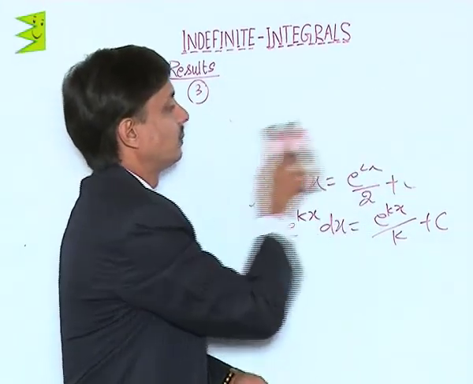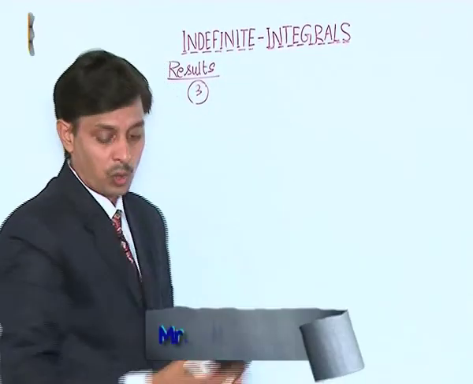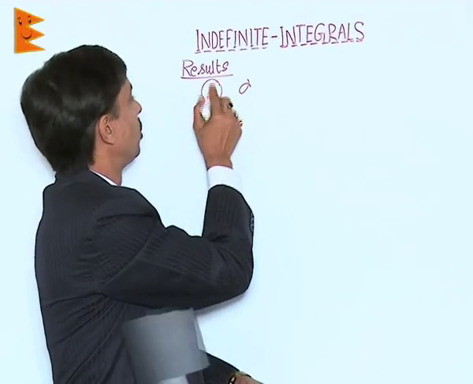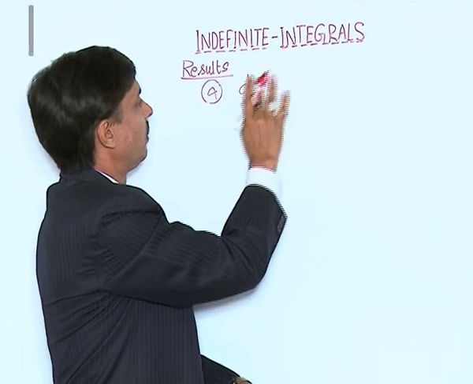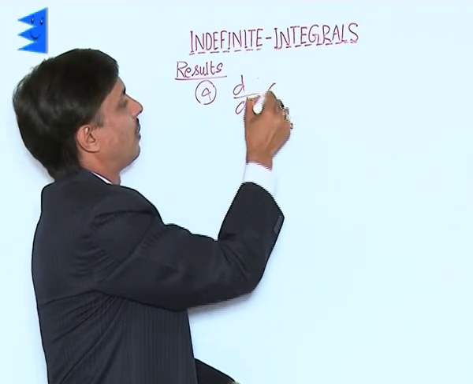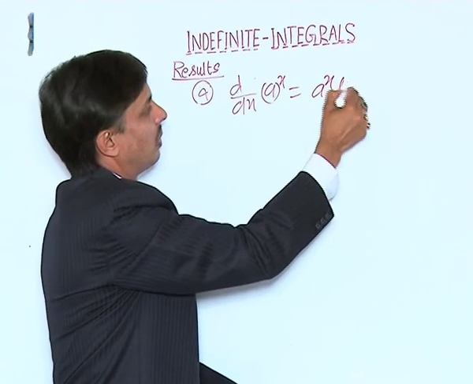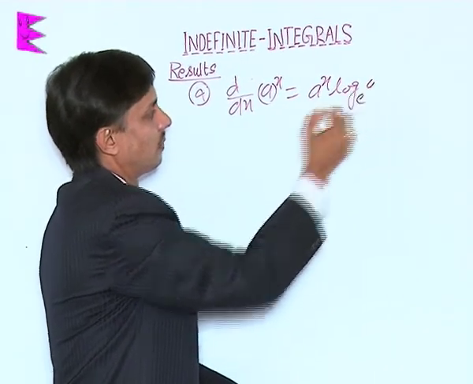Next result, that is the fourth one. As we know, the fourth result is about the derivative of a to the power x. We know that its derivative is a to the power x log a base e.